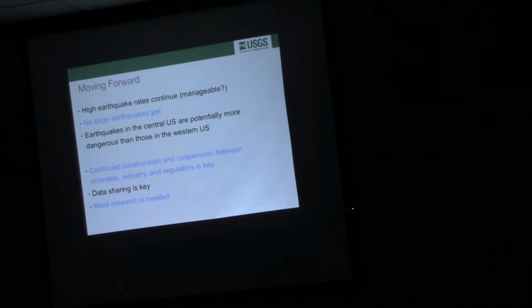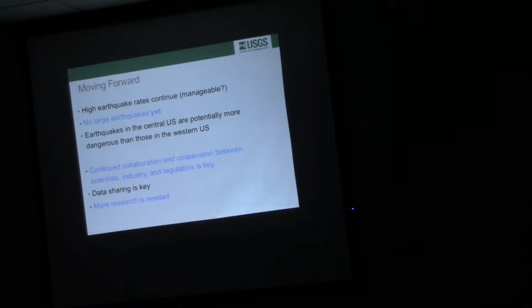So moving forward, I think there's a lot of hope. It really does look like we're able to, to some degree, manage these earthquakes. But the high earthquake rates are continuing. The earthquake rate is higher in Oklahoma than it's ever been. I think to some degree we're fortunate that there has not yet been a large earthquake. And we also need to consider that earthquakes in the central U.S. are potentially more dangerous than those here because they don't have building codes like we do here. They're not building to prepare for earthquakes.